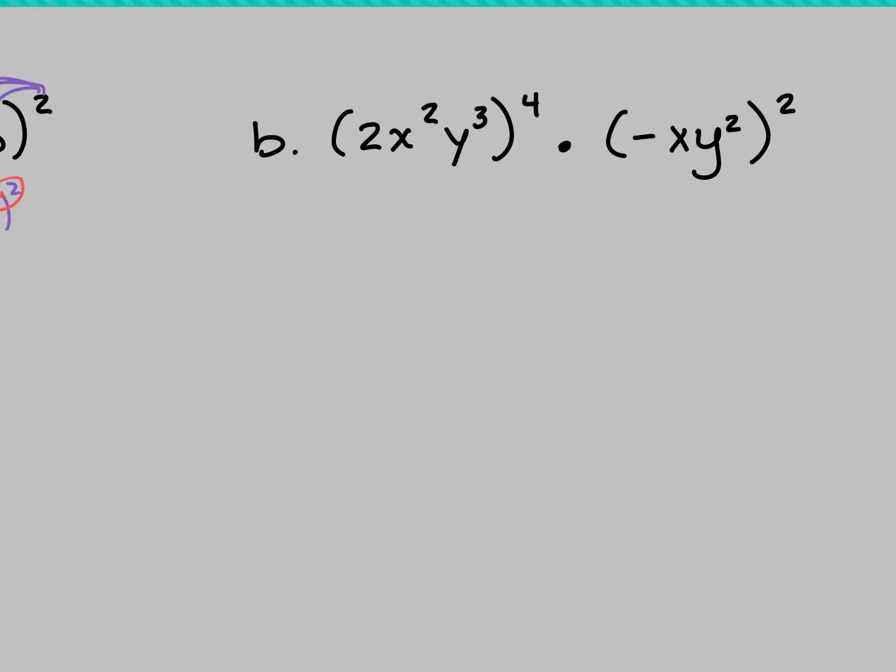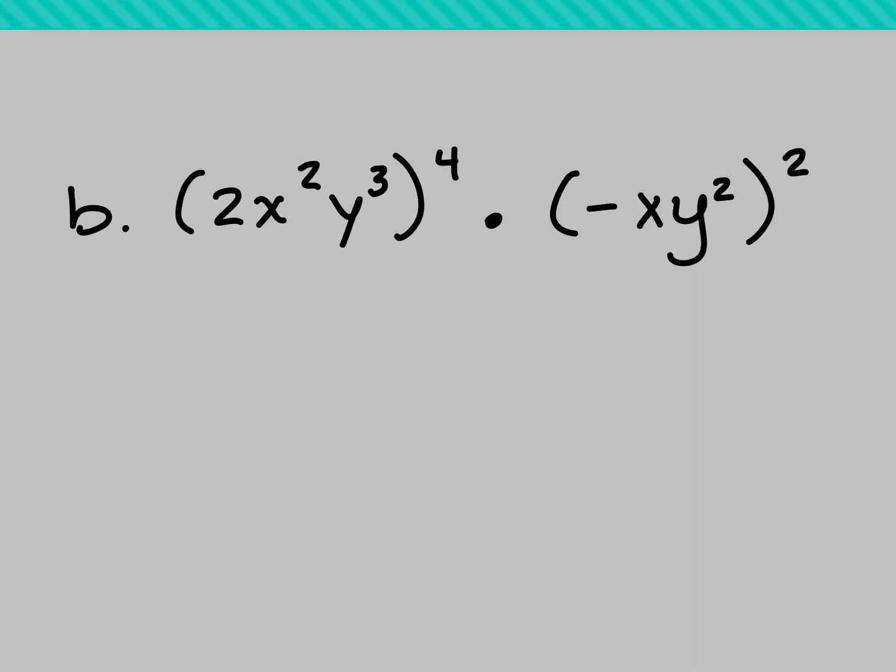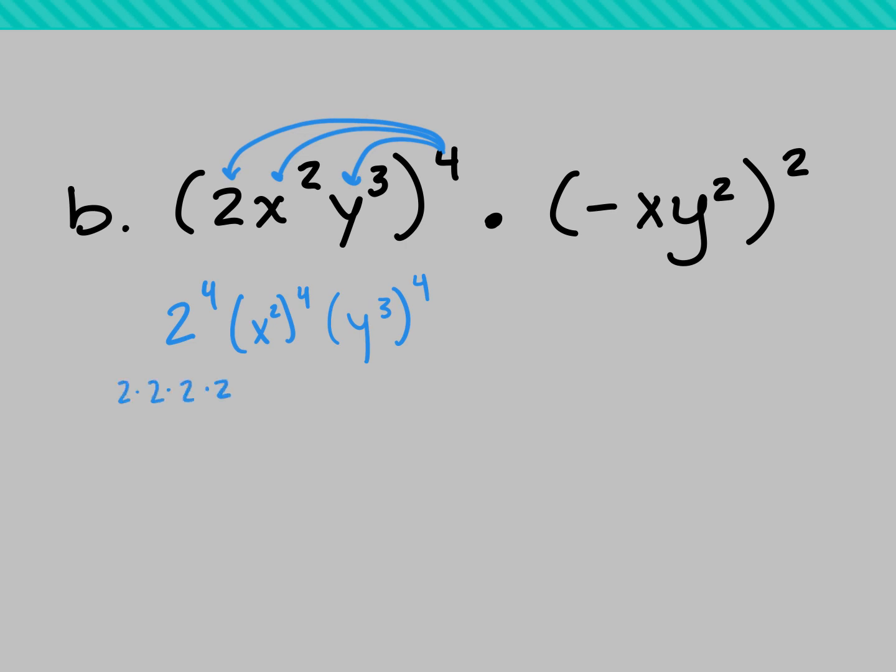All right, let's take a look at b. So I'm multiplying everything together, but before I do that, I have to look at my parentheses. Since I have an exponent on the outside, I need to distribute that to everything on the inside. So I distribute it to the 2, the x, and the y. So this would be 2 to the 4th power times x squared to the 4th power times y to the 3rd power to the 4th power. So 2 to the 4th power would be 2 times 2 times 2 times 2, which would be 16.